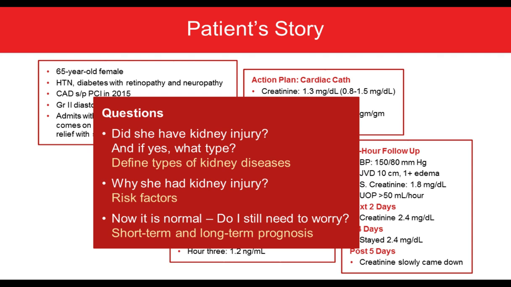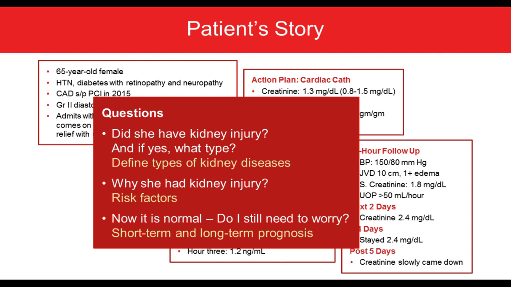So she goes for cath, and she was found to have significant disease in the LAD, and she had another stent placed there. And then she's kept in the hospital. And what's her follow-up? At 24 hours, her blood pressure is 150/80. She has jugular venous distension now, 10 centimeters, and she has 1+ edema bilaterally in her ankle area. Her serum creatinine today, 24 hours after cath, is 1.8 milligrams per deciliter, which has gone up. And for urine output, she's maintaining 50 ml per hour.